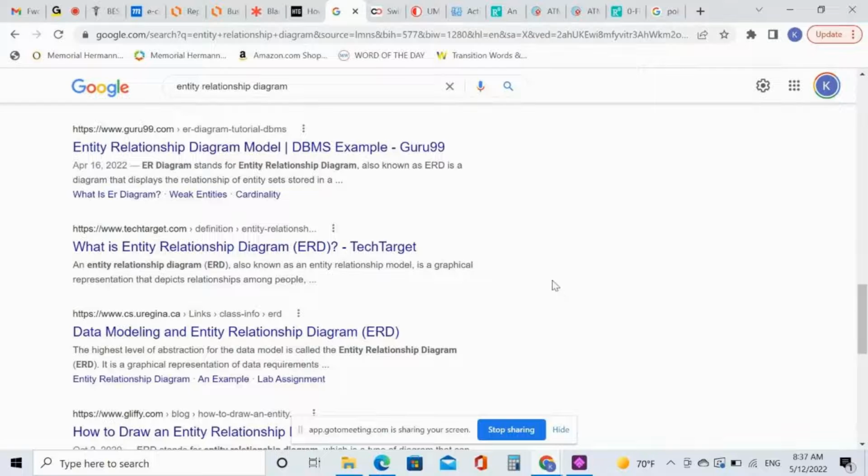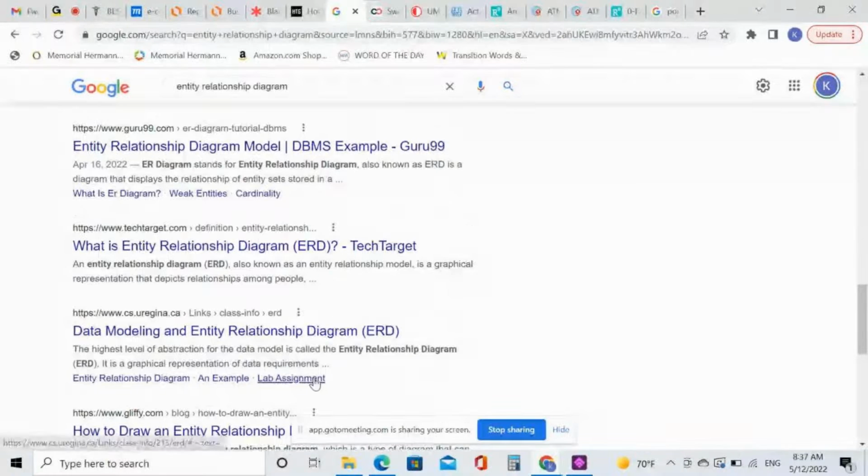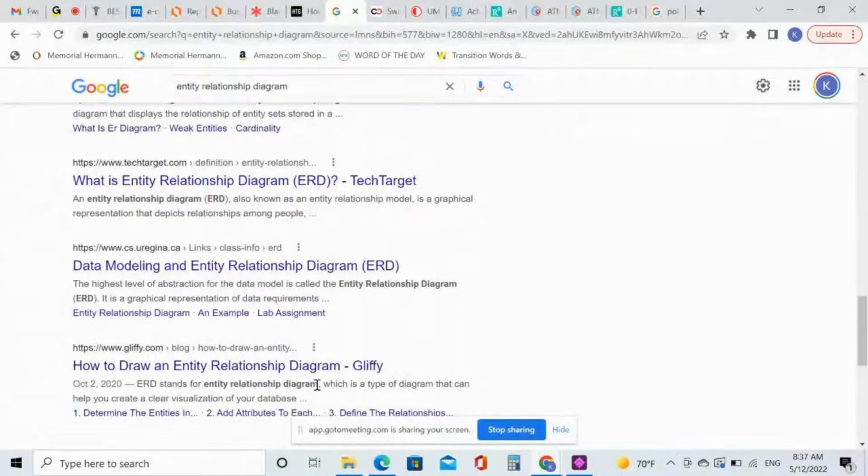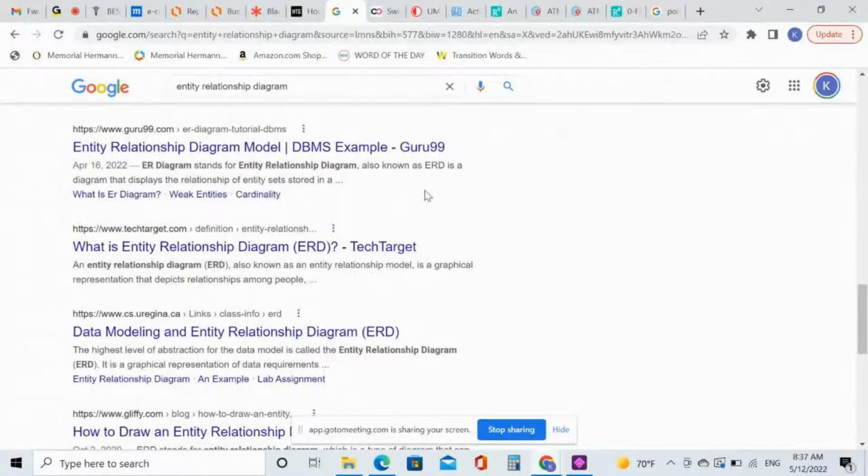Okay, that's fine. So we are looking for entity relationship. Anything should be fine. One second. Hold on, Krisa. Let me search.